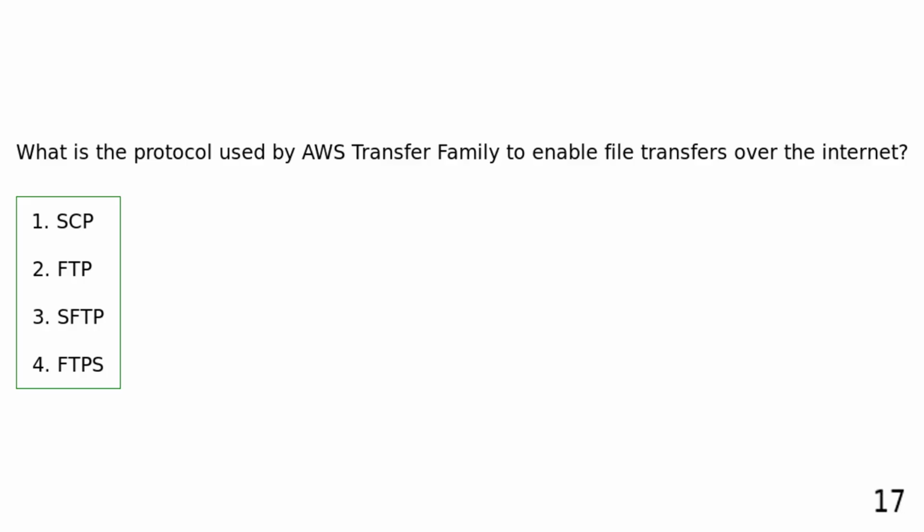What is the protocol used by AWS Transfer Family to enable file transfers over the Internet? SCP, FTP, SFTP, FTPS. AWS Transfer Family uses the SFTP to enable secure file transfers over the Internet, ensuring data confidentiality and integrity.